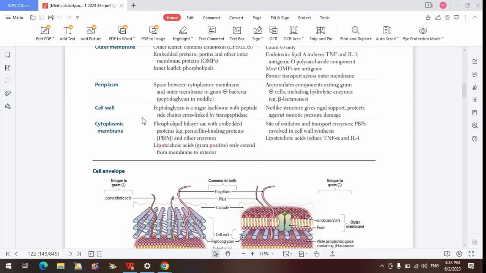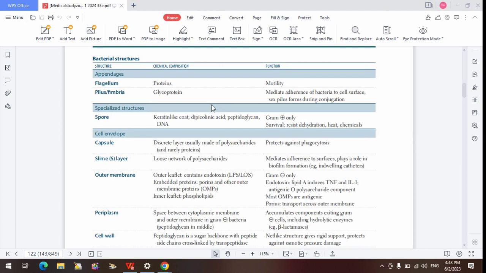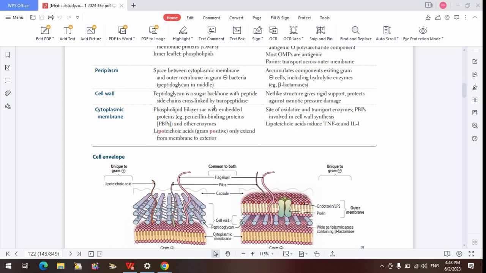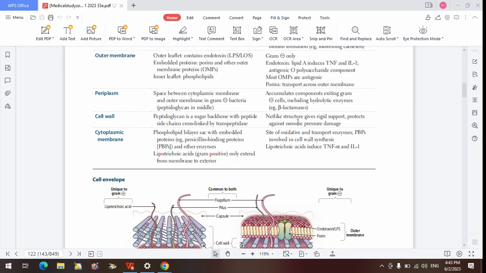So that's why you see here that they specified it as a space between the cytoplasmic membrane and the outer membrane in gram-negative, with the peptidoglycan in the middle. So it's more for gram-negative organisms. For gram-positive organisms, the cell wall is thicker. It contains a thick portion of peptidoglycan, and that peptidoglycan cell wall is just to give support and protect against osmotic damage. That's what it does.